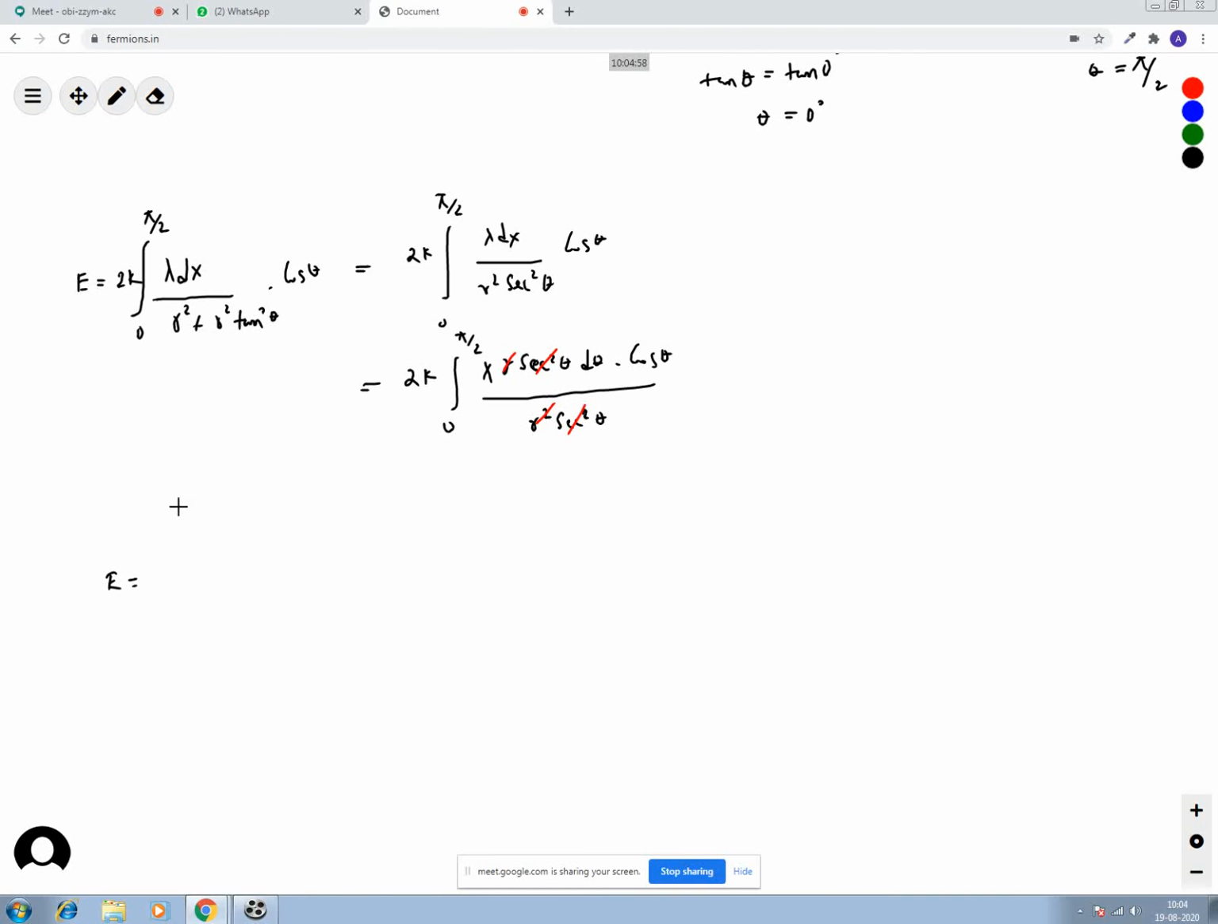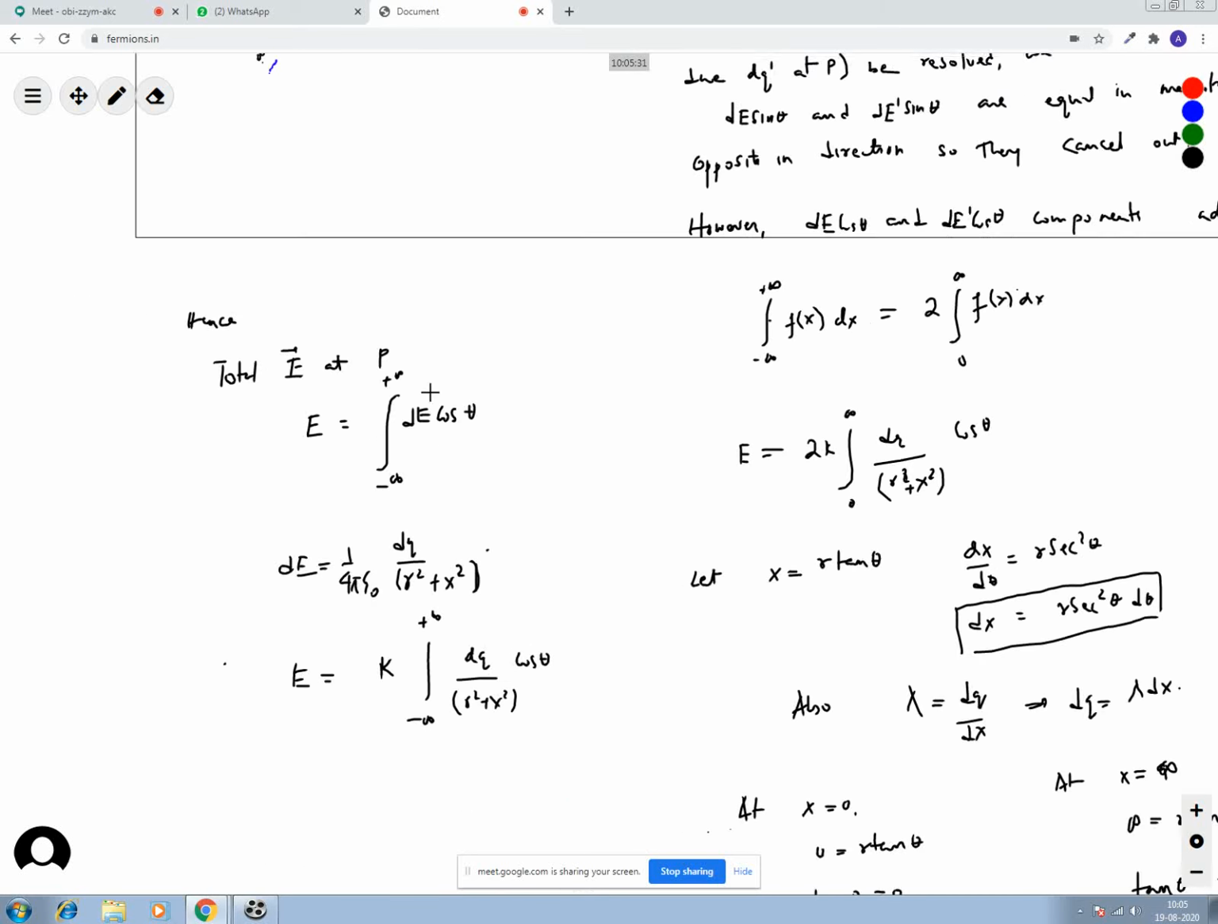So E will be 2k integral 0 to pi by 2, let me write the lambda also, and there will be one r, so lambda by r, cos theta d theta. So integration of cos theta is, minus sin theta, oh sorry, sin theta only. So 2k lambda by r, this one should give me sin theta. Now the boundary, you are doing from 0 to pi by 2.